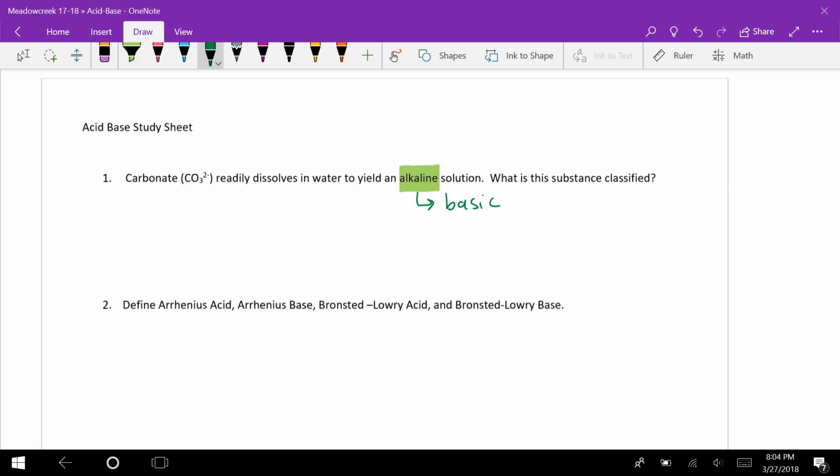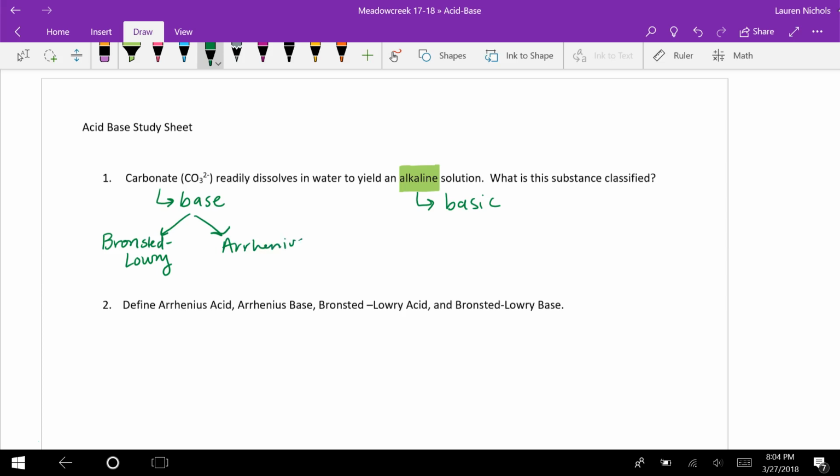So we could look at it as just being classified as a base, but we know that there are two types of base. You have a Bronsted-Lowry base and an Arrhenius base. And so what you need to decide is, which one is it? Well, I'm going to do part of number 2 at the same time because they really should have been worded or ordered differently.